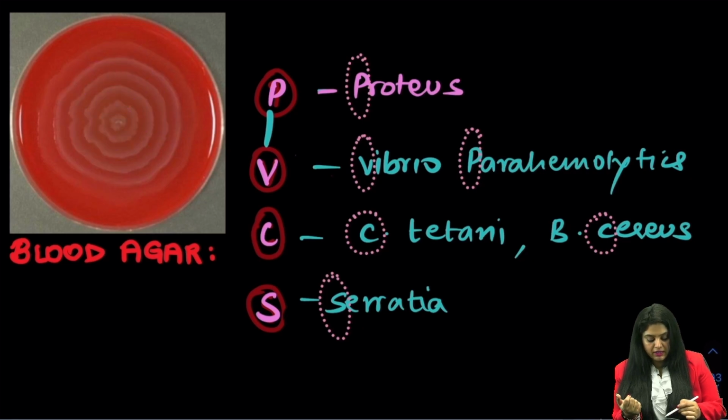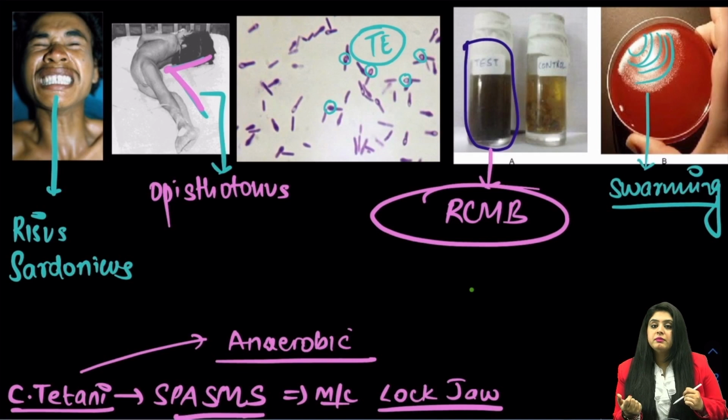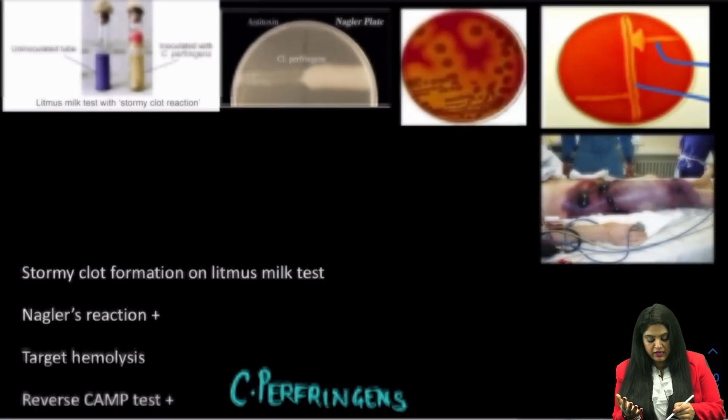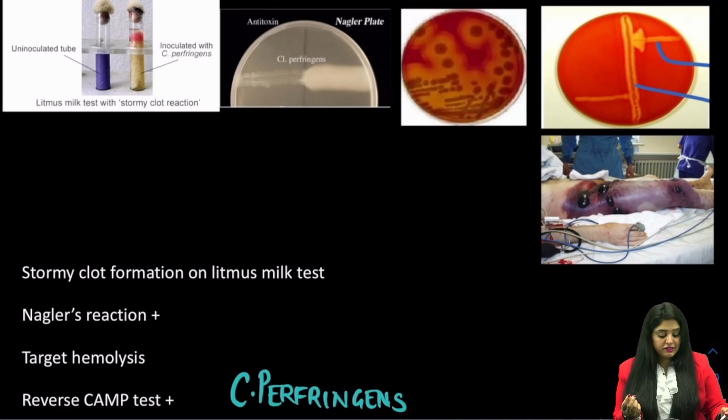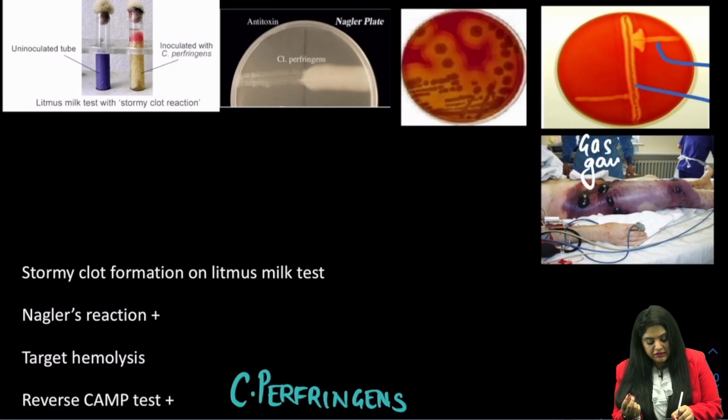So Clostridium tetani we had studied, so we are done with Clostridium tetani. You're done with the toxins. Now we're going to move on to the next one. Can you identify the disease? As soon as I say Clostridium perfringens, what is the disease that's going to occur? It's going to be gas gangrene.